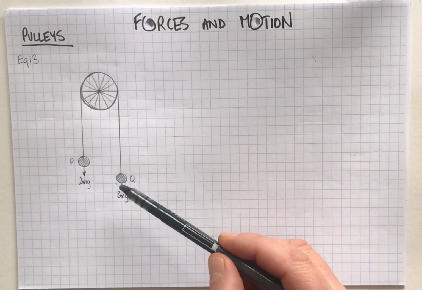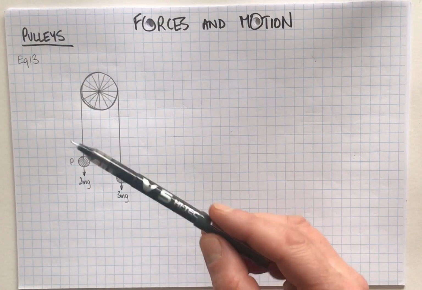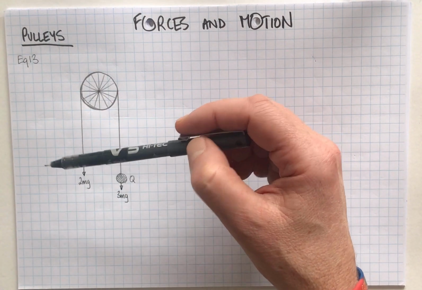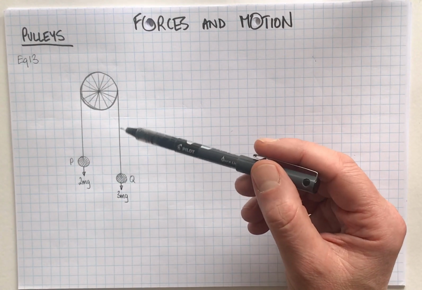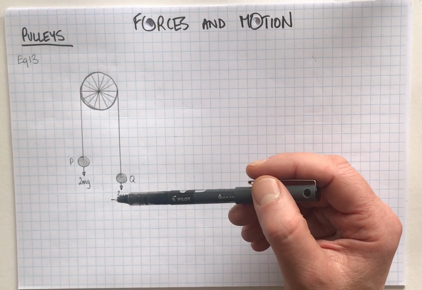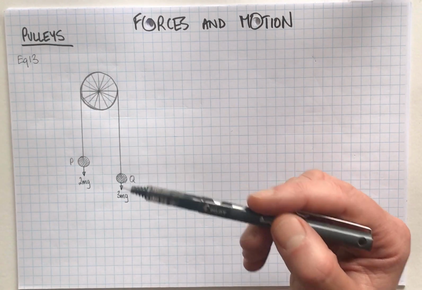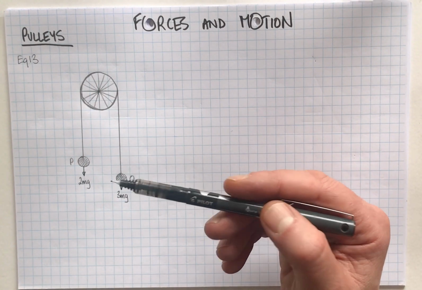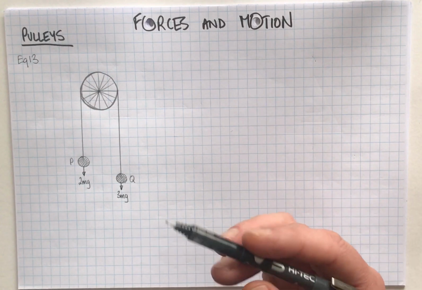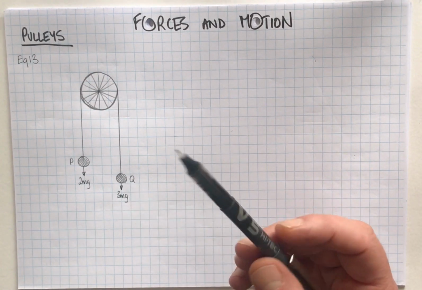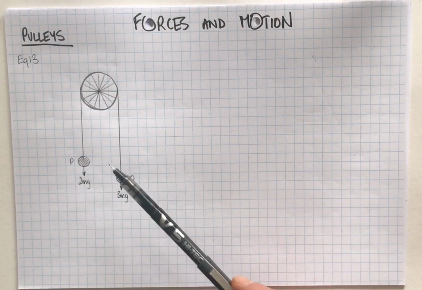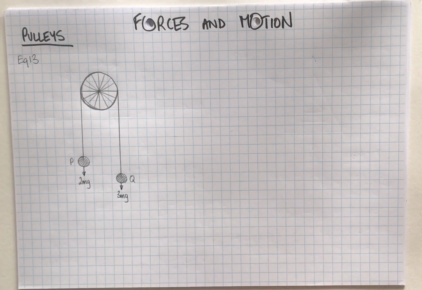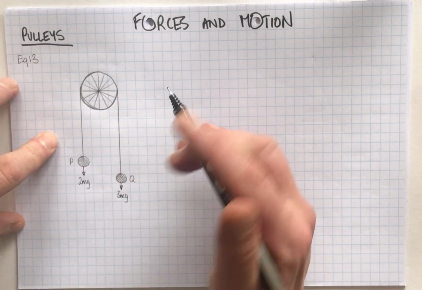So these are attached to the ends of a light inextensible string. The string passes over a small, smooth, fixed pulley, and the masses hang with the string taut. The system is released from rest. So there'll be something about initial velocity being naught somewhere along the line. Our first thing is to write down an equation for the motion of P and write down an equation for the motion of Q. Well, let's sort our diagram out first.